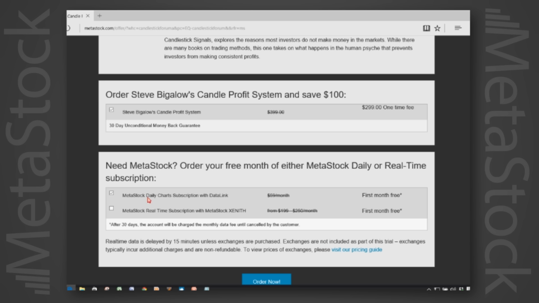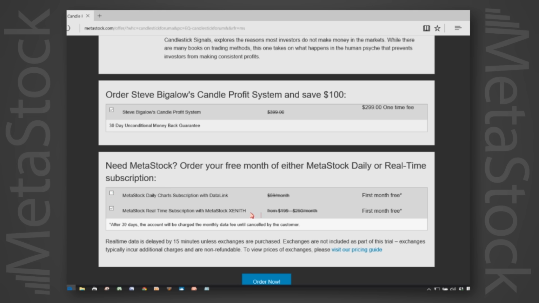The other thing is it does say MetaStock daily charts, but it does update every hour. So you can go in and see what the market is doing on a daily, weekly, monthly, or quarterly basis. If you want a full streaming solution, then you do the MetaStock real-time subscription.